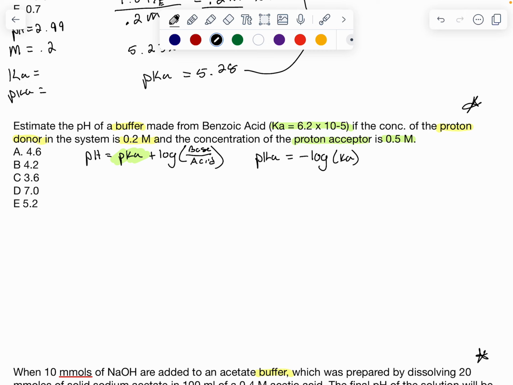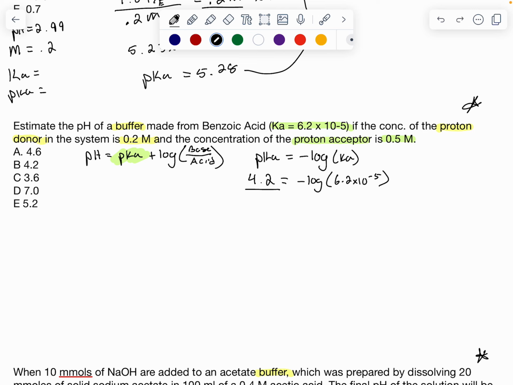So what we're going to do is negative log the Ka, so negative log 6.2 times 10 to the negative 5th, and that is going to give us our pKa. Boom! Our pKa is going to be around 4.2. So we know our pKa now is around 4.2. So we have another variable for the equation.